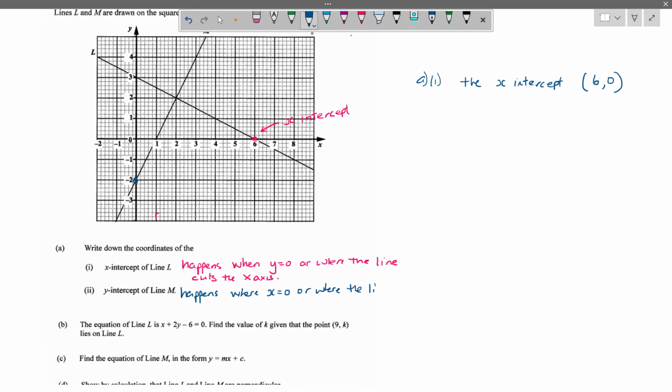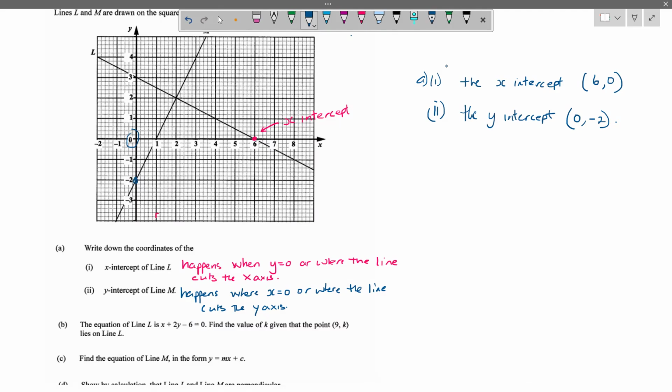the line cuts the y-axis. Now, any point on the axes, like any point on the x-axis, will always correspond to 0 on the y because the x-axis is passing through 0 on the y. Similarly, any point on the y-axis is passing through 0 on the x. Right? Everybody can see that? So for part 2, the y-intercept is the point 0, minus 2.